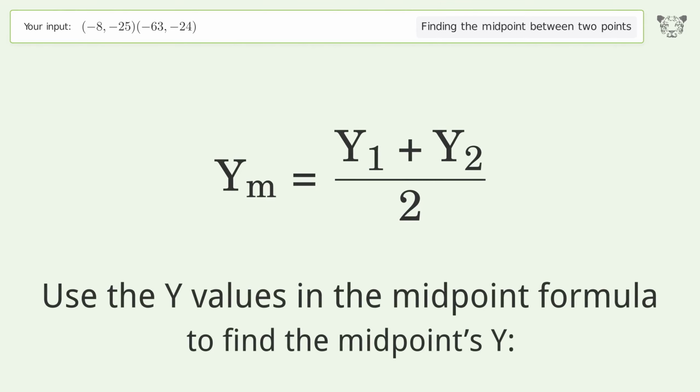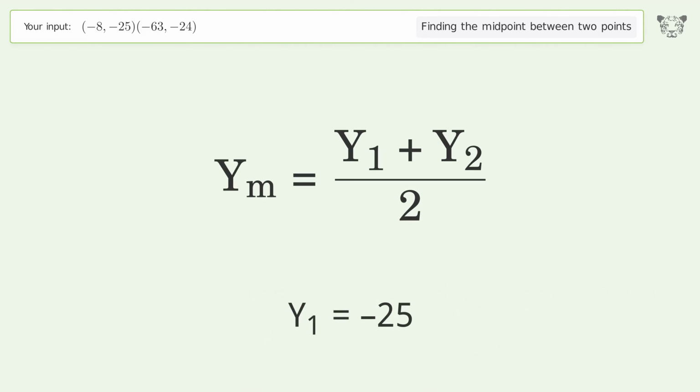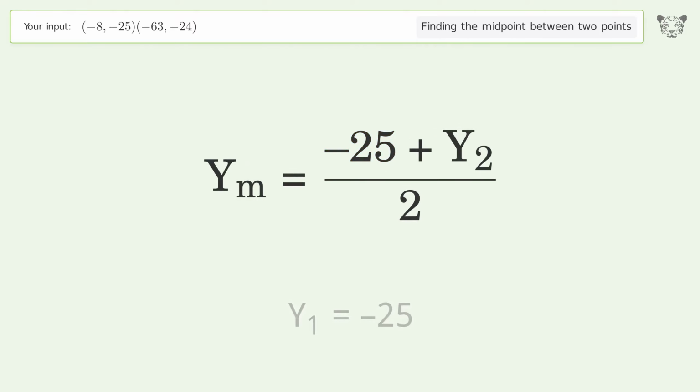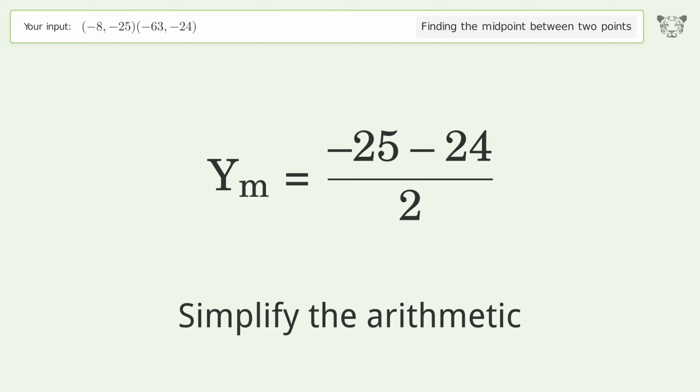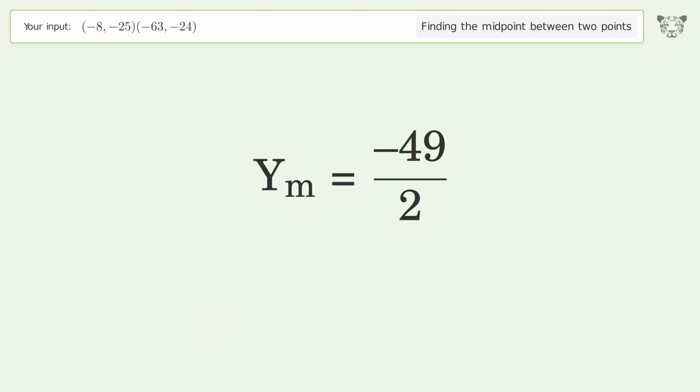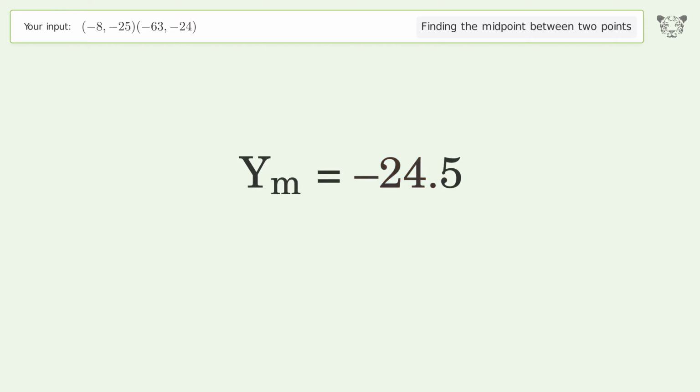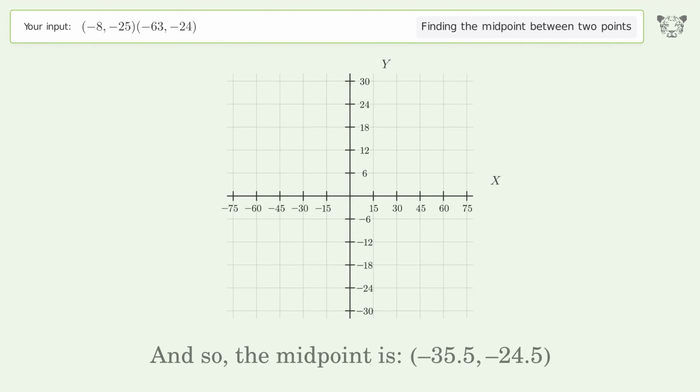Use the y values in the midpoint formula to find the midpoints y. y1 equals negative 25. y2 equals negative 24. Simplify the arithmetic. And so, the midpoint is negative 35.5, negative 24.5.